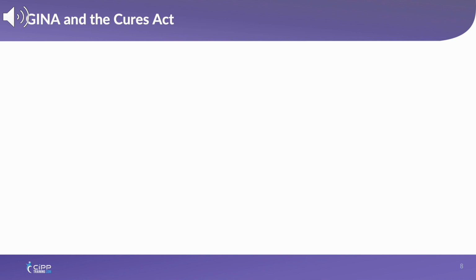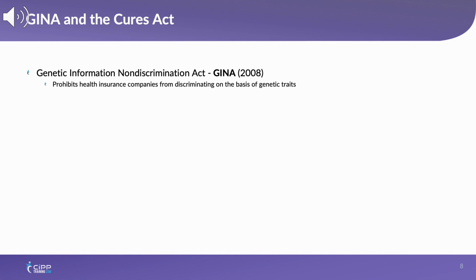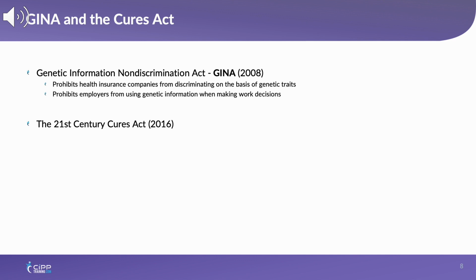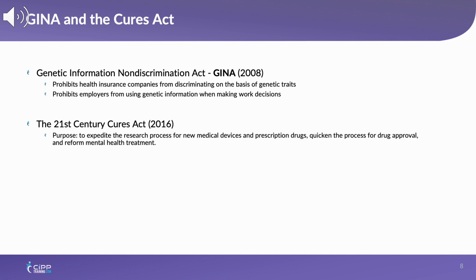Two other laws in the field of medical privacy are GINA and the Cures Act. GINA limits the use of genetic information in the field of health insurance and employment. GINA prohibits health insurance companies from discriminating on the basis of genetic traits. It prohibits employers from using genetic information when making work decisions. The Cures Act has numerous privacy-related provisions to protect PHI when used by pharmaceutical companies and other involved parties.